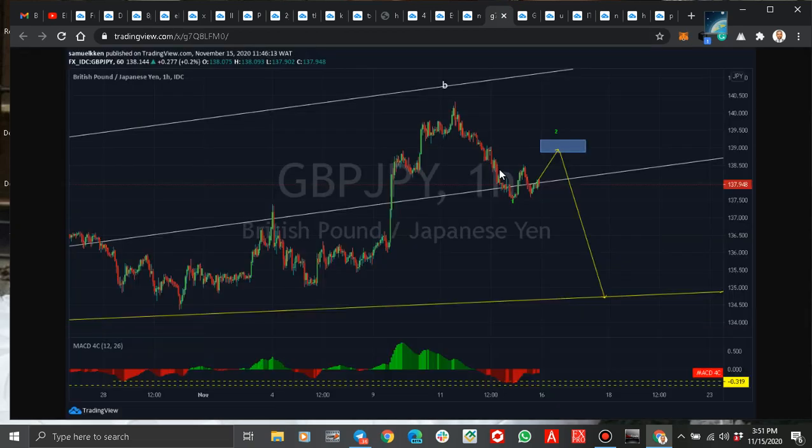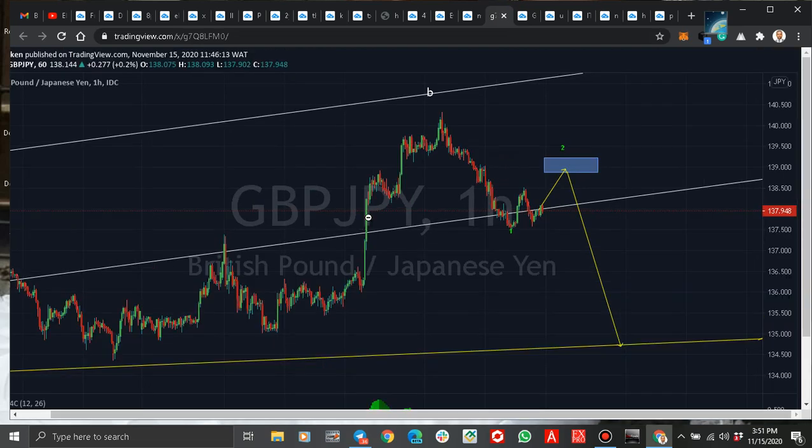The same still on pounds yen. This is a 1 hour time frame. You can see the drop. Then we're looking for ABC. So if we get to this blue box, I will look for sell setup. As a matter of fact, this will be a nice place to sell, unless we see a sharp move like this. If we don't get a sharp move like this, I'm gonna sell pounds yen.